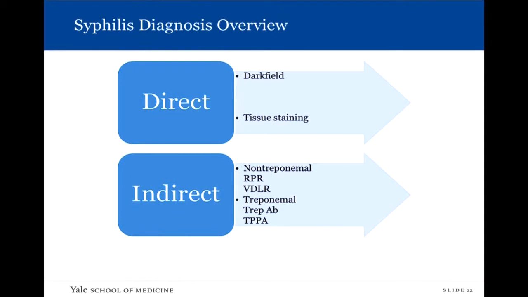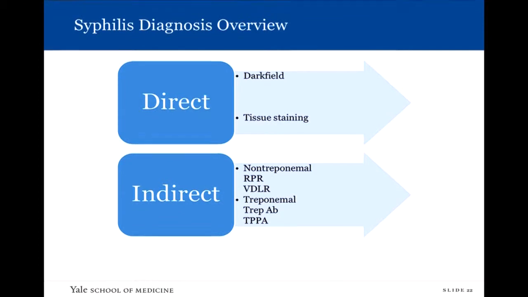The overview is just to remind you that there are direct and indirect ways of testing for syphilis. The direct methods are dark field, which is decreasingly available, and you may sometimes have had skin biopsies tested either with monoclonal antibodies that are fluorescein tagged or with silver stain, where you can see the spirochetes directly in tissue. But otherwise, we typically rely on blood testing and looking for antibody responses.